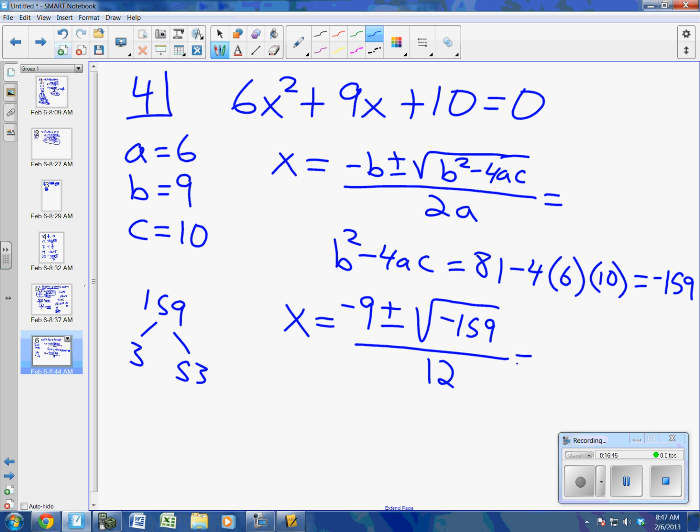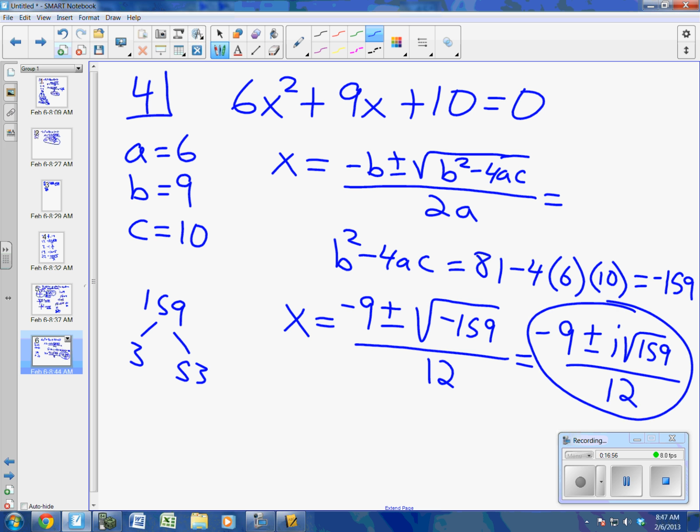Oh, wait, we have to rewrite it without a negative inside the square root. So what is that going to be? i times the square root of 159. So negative 9 plus or minus i square root of 159 over 12. Any questions there?